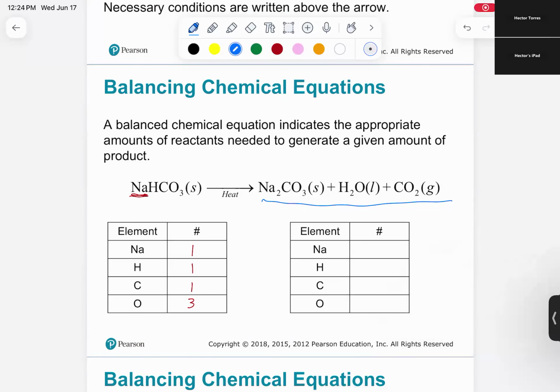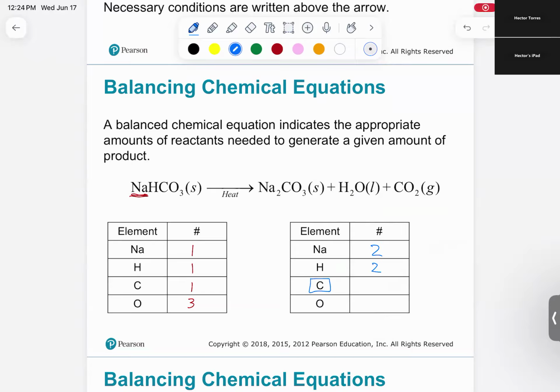There we go. That's what I meant to do. Okay, so for Na, I only have this one, but as we can see here, it has that subscript, so there's two of them. Now for hydrogen, you have to look at all the hydrogens, so that's going to be right here, and there's two of them.